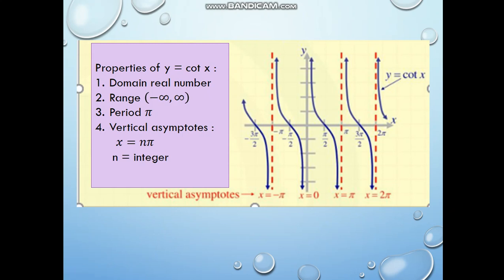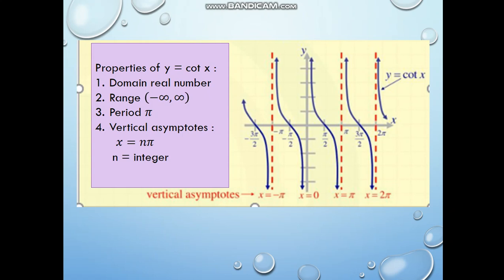And there are some properties of the cotangent function that are also similar to the tangent function. First one, its domain is real numbers. The second one, its range is from negative infinity to infinity. Third one, its period is also pi. And the difference is in the vertical asymptote. For the cotangent function, its vertical asymptote is x equal n pi, where n is a whole number or integer.